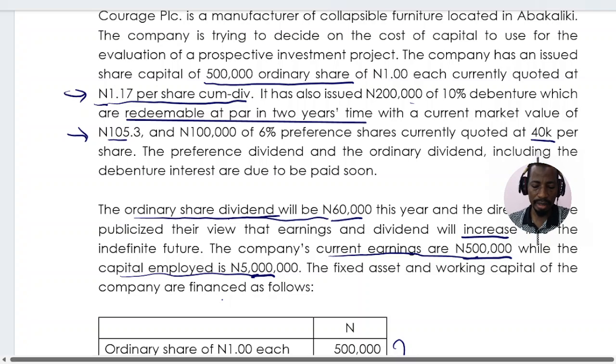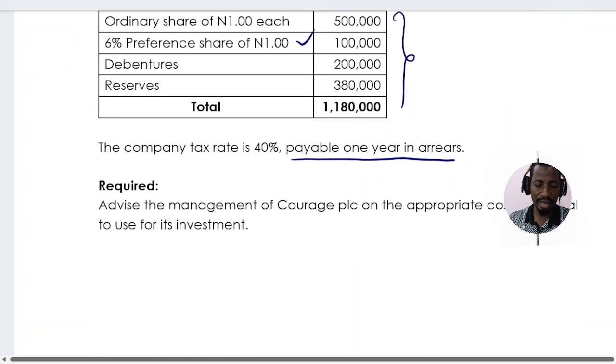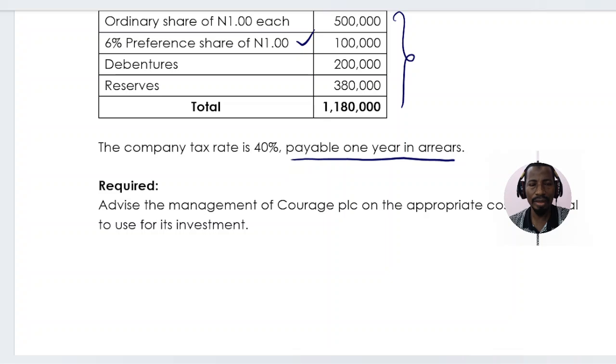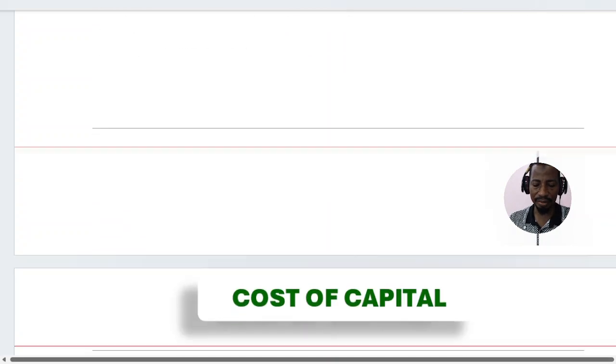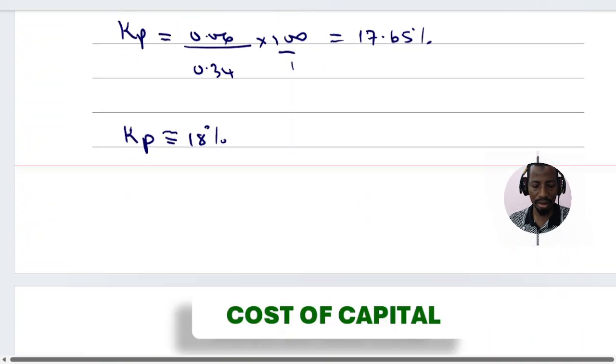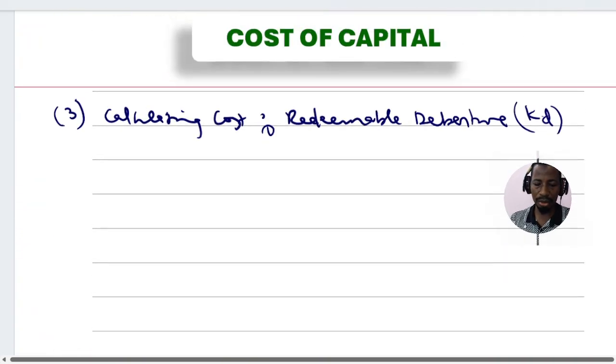So again, are we given tax rates? Yes, there's a tax rate. Remember, debt has tax deductibility benefits. So once you have tax, then the company will pay less. So we need to go and account for that. And we are told that tax is payable 1 year in arrears. So let's go and calculate cost of redeemable debenture.